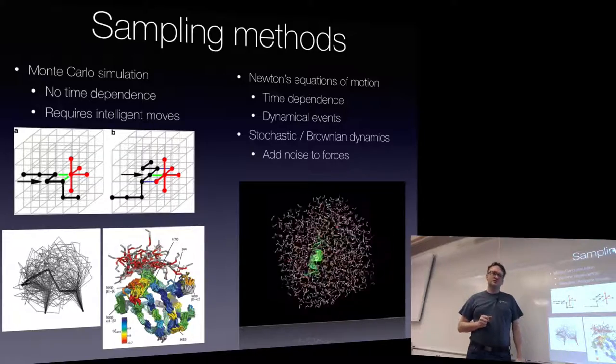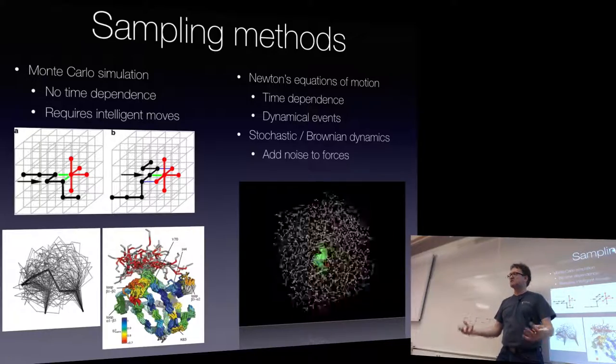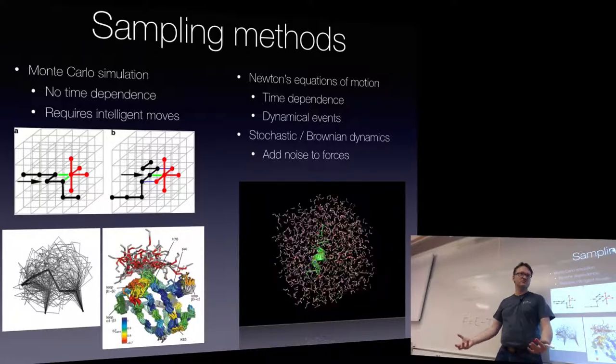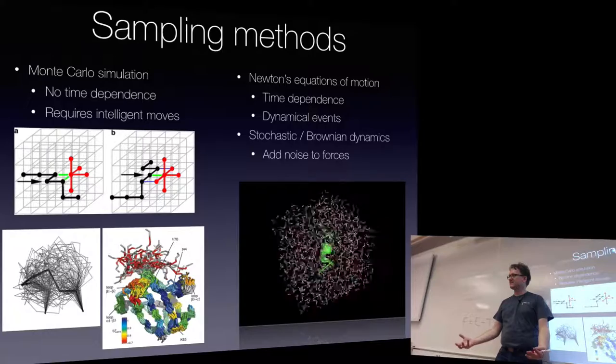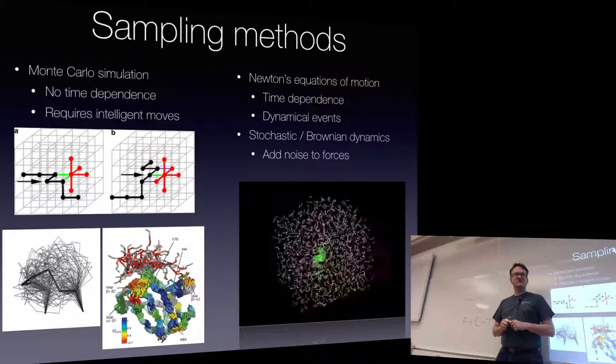But the point is you lose something. So this works great to sample all the troughs. You will sample all those really low-lying minima in the landscape. So if you're only looking at properties of equilibrium, you don't necessarily need to simulate motions.